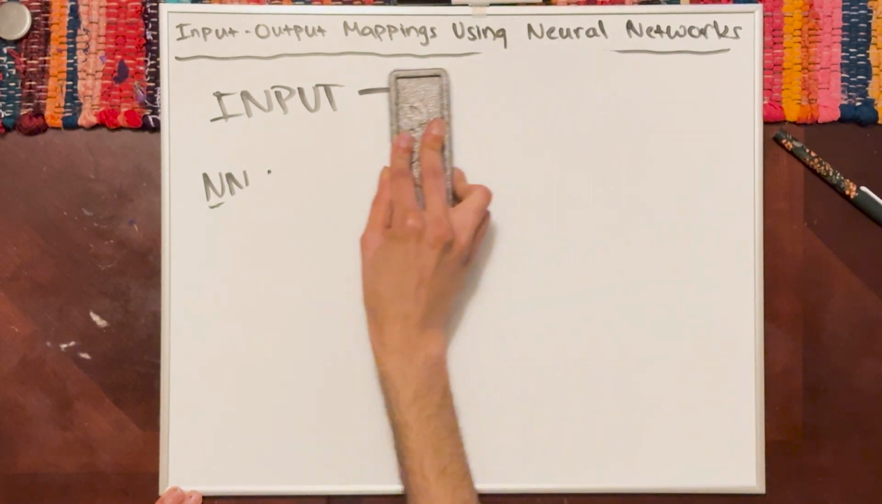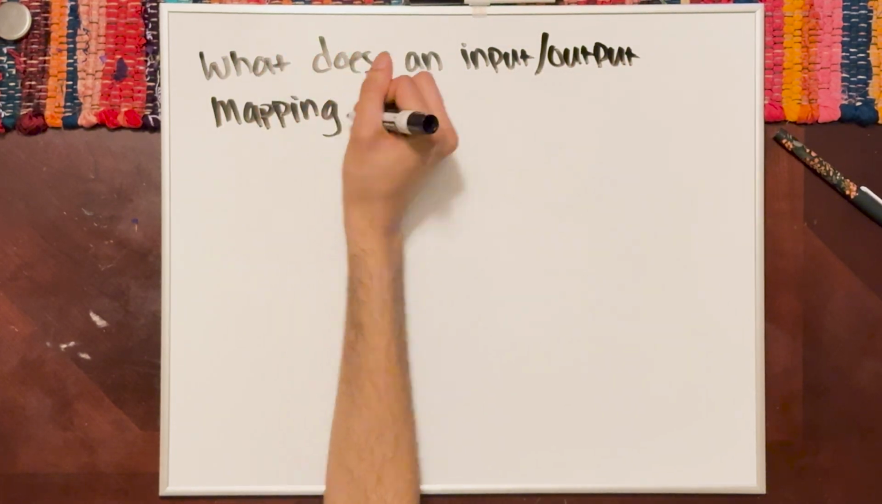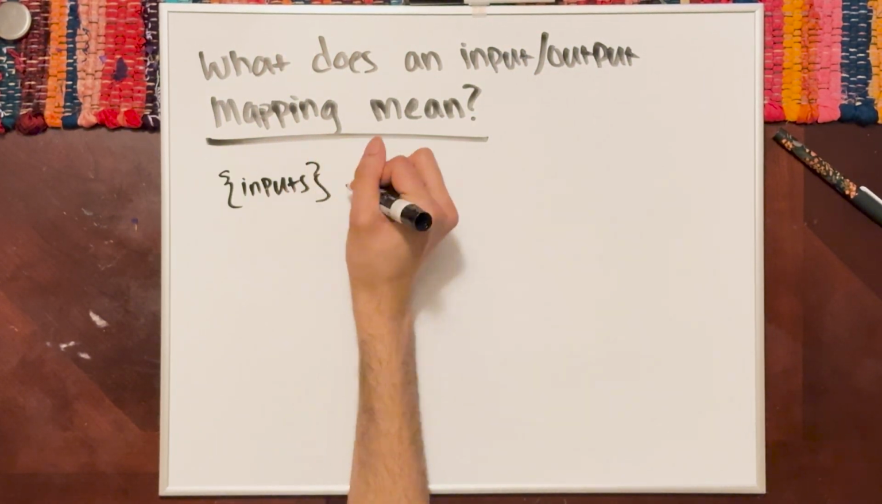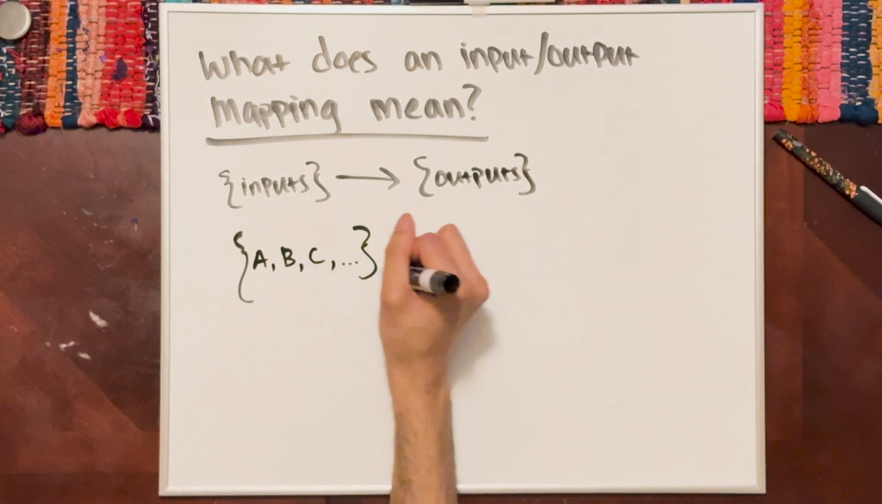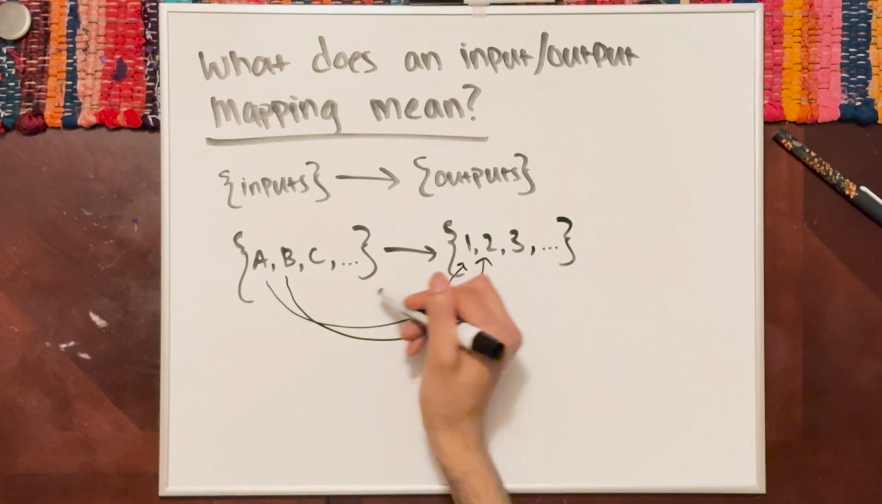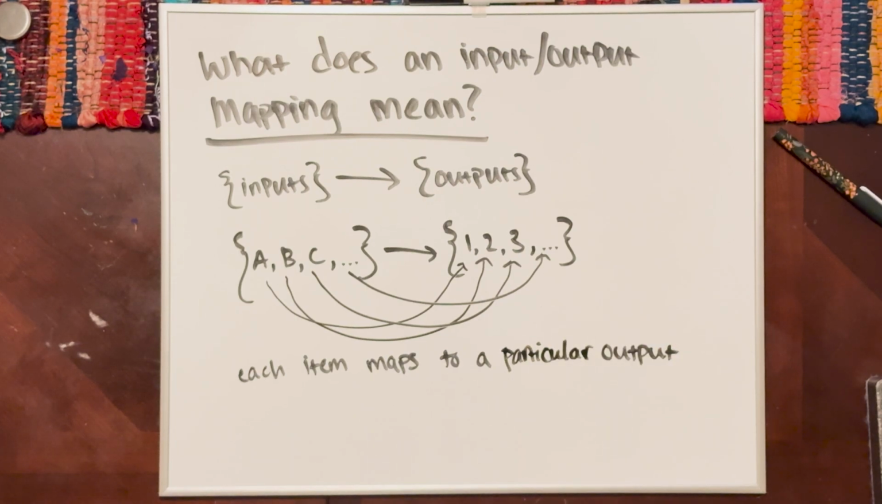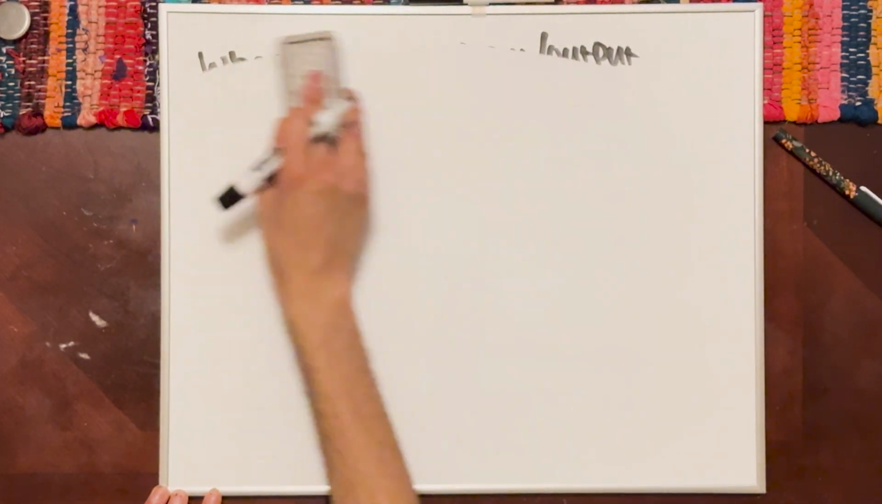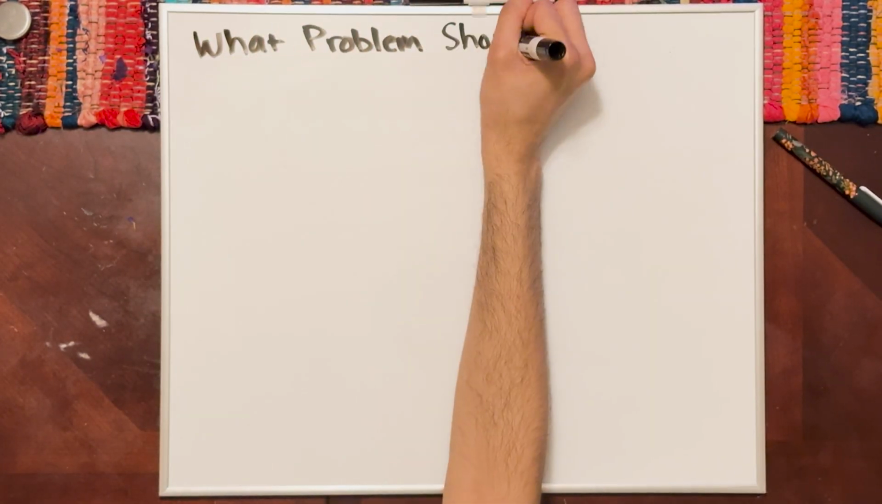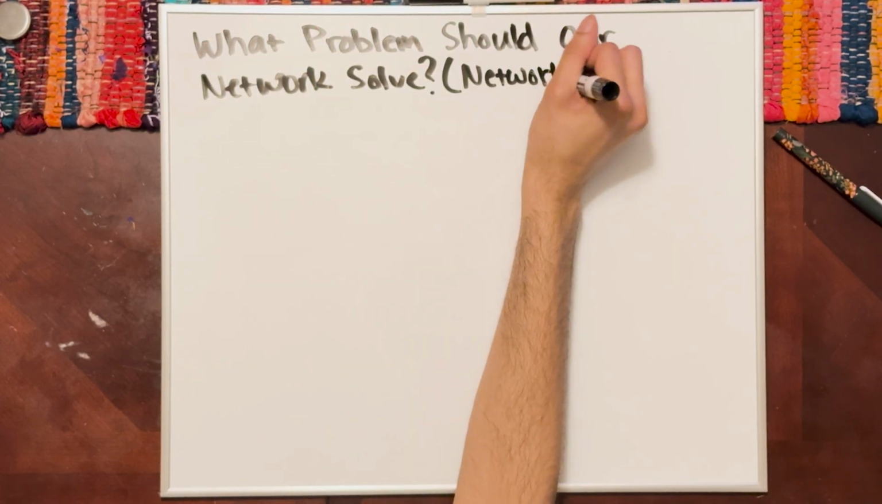Let's start by defining what it means to build an input-output mapping. Given a set of inputs and a desired output for each input, can we develop a network that maps each input to its desired output? Let's design our network to solve a problem so that we can evaluate its performance. After all, our numbers need to mean something.